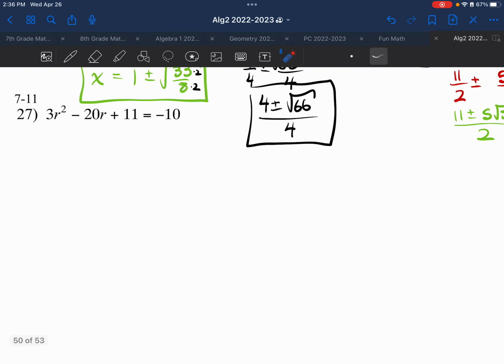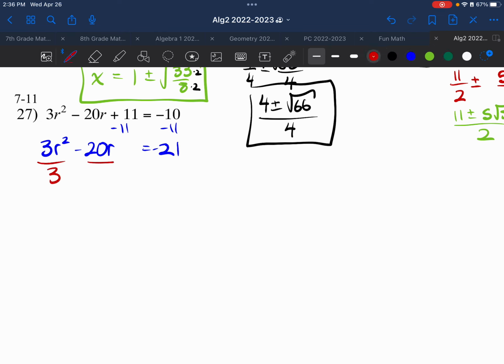Again, we want to clear out this 11 to make room for completing the square. So I'm going to first subtract 11, and I'm left with 3r squared minus 20r is equal to negative 21. And then from there, I need to divide everything by 3 because I need this coefficient to not be there when I complete the square during this process. So divide by 3, divide by 3, divide by 3, and I'm left with r squared minus this gross fraction, 20r over 3. And that's going to equal negative 7.